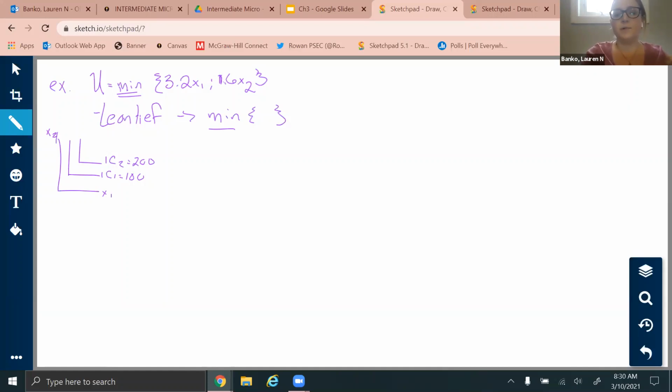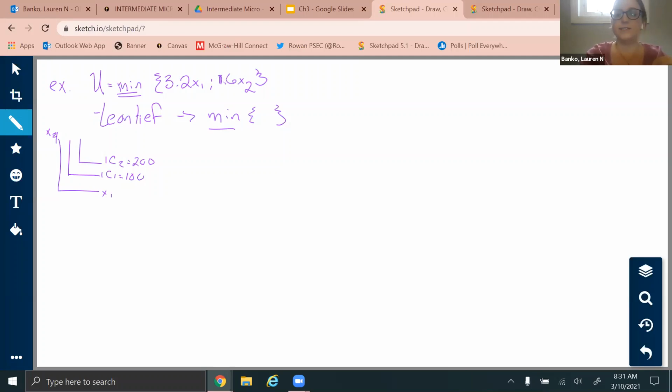Can someone give me an example of two goods that might be represented with Leontief, or perfect complements? We know what complements are: things that go together. But in this case, this is super extreme. We definitely 100% want them in certain proportions.